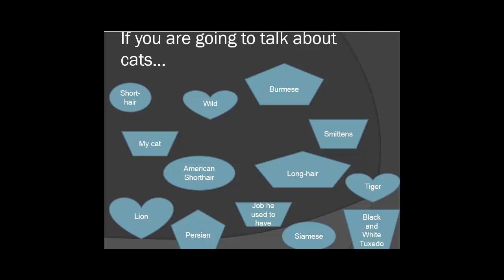Let's say, for instance, I'm going to give a speech about cats. And there's all sorts of things that I could talk about. I could talk about short-haired cats. I could also talk about wild cats. I could talk about particular breeds like Burmese. I could talk about my cat. I could talk about American short-haired cats, and maybe long-haired cats, about a particular cat named Smittens.